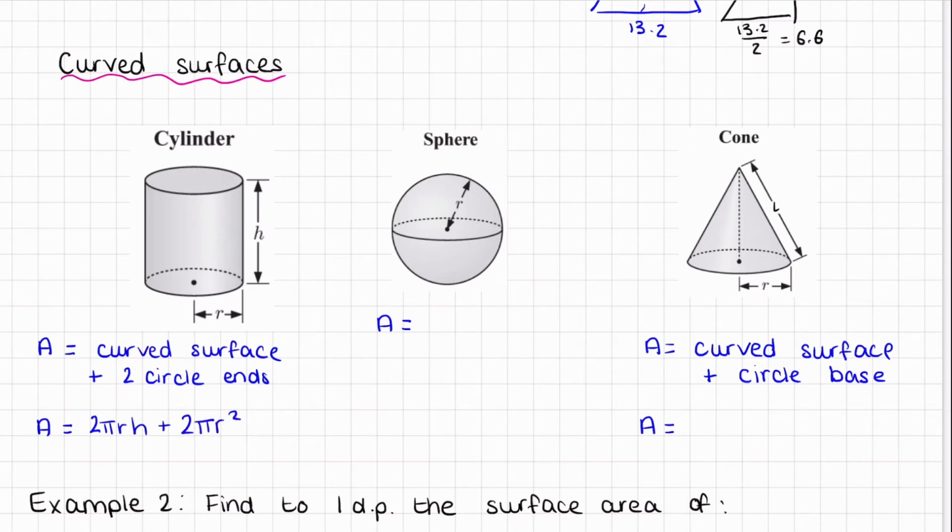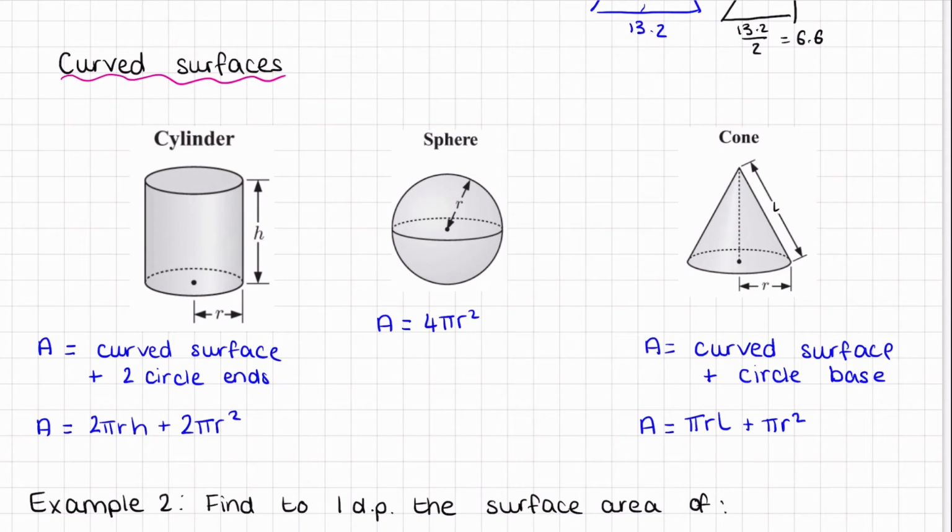The area of a sphere is just given in the formula booklet for you, and it is 4 pi r squared. And then the area of the cone is similar to the cylinder. They don't give the whole thing, they just give a section. So the area of the curved surface of a cone is given in the geometry section of your formula booklet, and it is pi times r times the length, and the length being the outside slant, not the height of the cone, and it has a circle base, so we need to add a pi r squared.